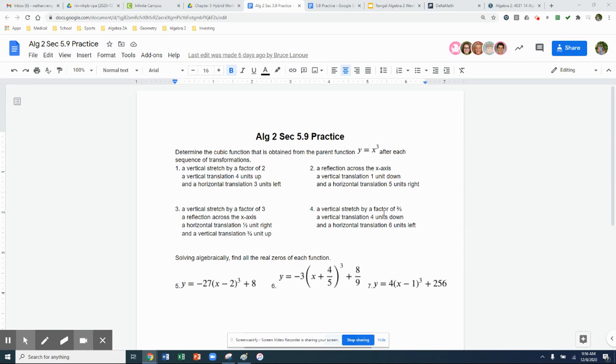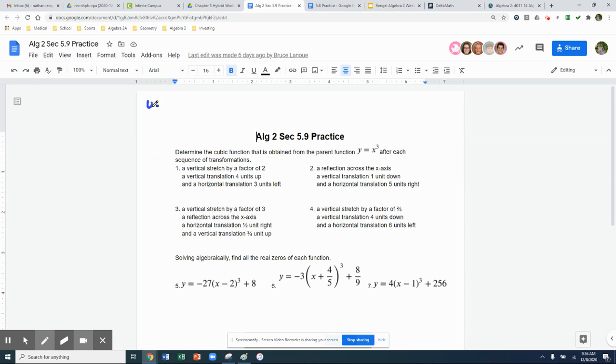From transformations, and then also we're going to solve a couple problems algebraically here. So I'm going to start out by talking a little bit about transformations, and this is going to relate back to what we talked about in chapter 2 when we looked at absolute value, and then also in chapter 4 when we looked at quadratics.